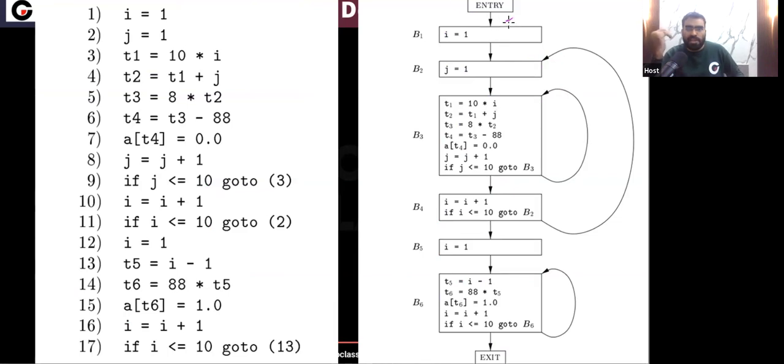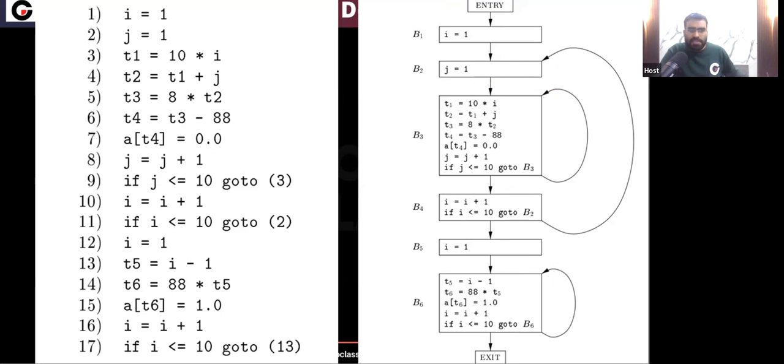For example, if you count like this, 1 edge, 2 edge, 3 edge, 4 edge, 5 edge, 6 edge, 7 edge, don't do that. Just count these arrows. One arrow, two arrow, like this. Is this clear? So there are a total of 10 arrows. So this will be your control flow graph. Is this understood? Please tell me.